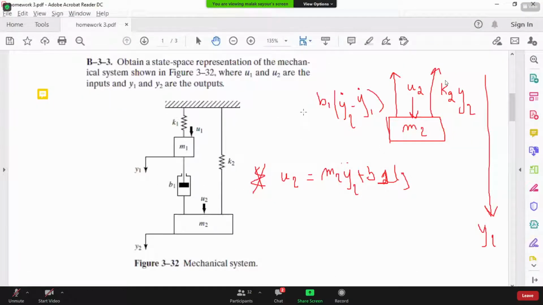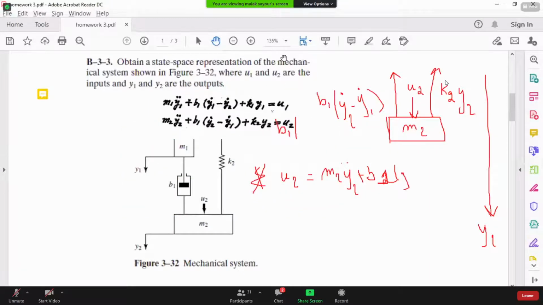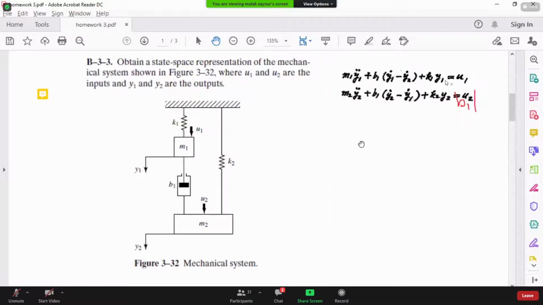Okay. So now we have the result of the first two steps. Now we have to move to the third step, actually. We're asked to find the state space representation.